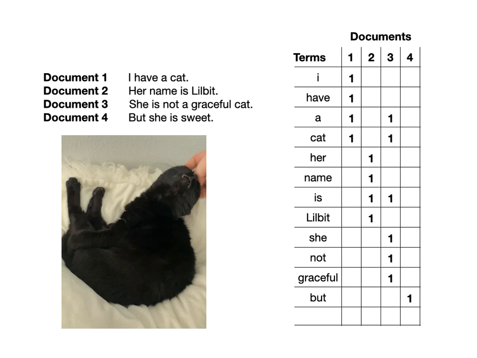Finally, 4, but she is sweet. Okay. This is our term document incidence matrix. We'll talk about how to use this shortly, but we'll work another example.